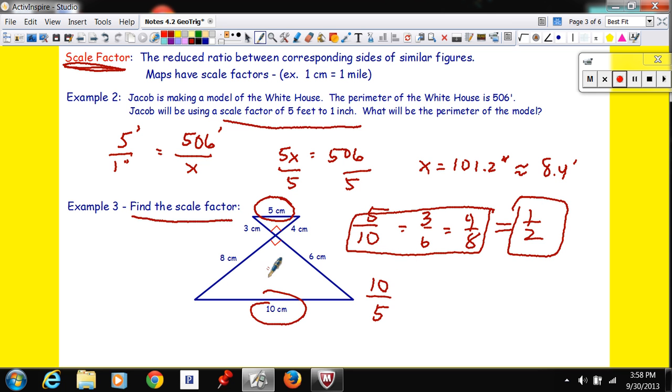If you had used the big one over the small one, then you would have put 6 over 3 and 8 over 4, and it would be a 2 to 1 scale factor. Both are reduced and both are right. You could use either one. Now it might specify in the problem, use small to big, then you'd use 1 to 2. It might say use big one to small one, then you'd use 2 to 1. So we'll specify it for you.